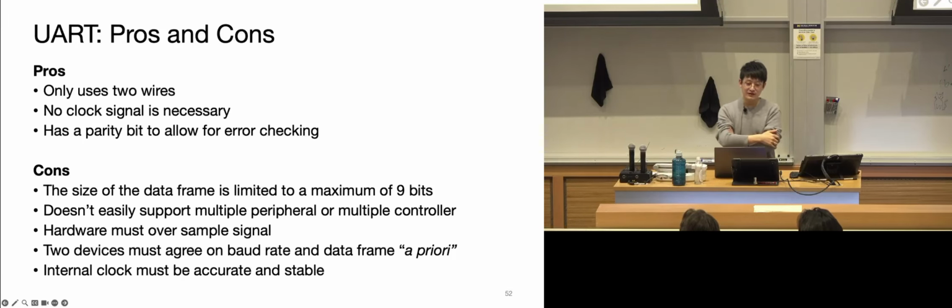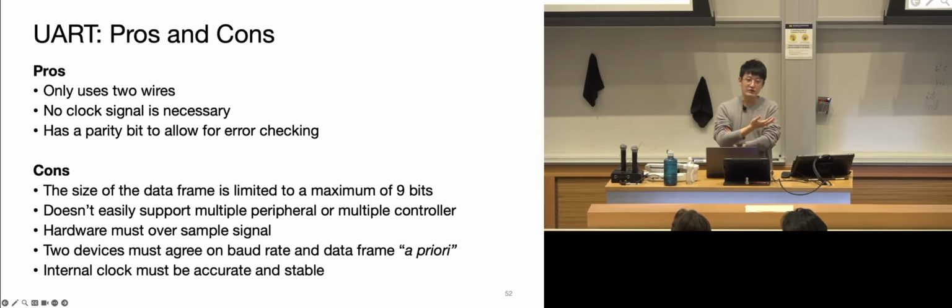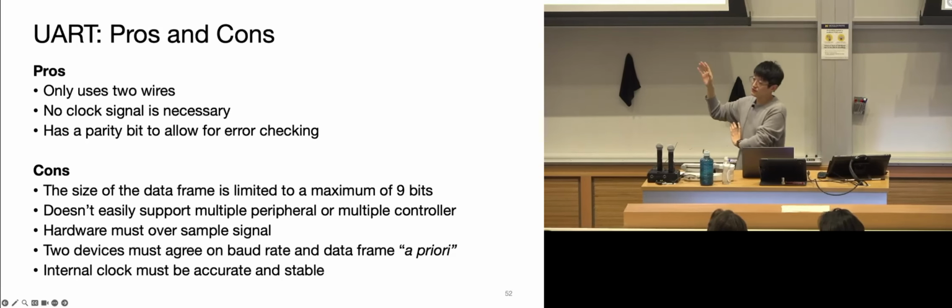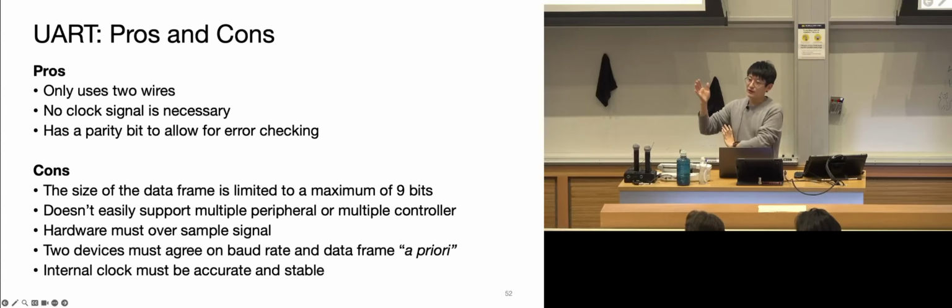Quick summary here: some of the pros and cons for the UART. The pros: only 2 wires. No clock signal is necessary to be shared, and it has one parity bit to allow for some error checking. Works pretty decently actually. Just think about the chances that you have 2 bits of data wrong, and that data still came out as valid data.